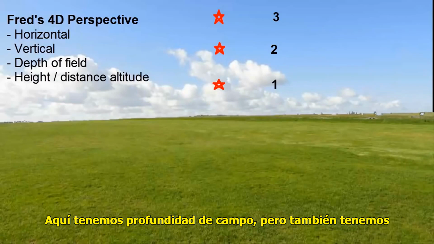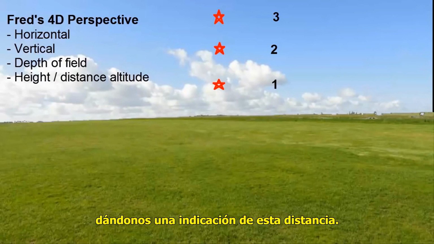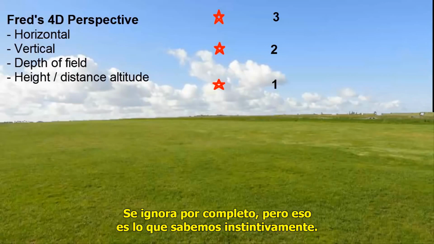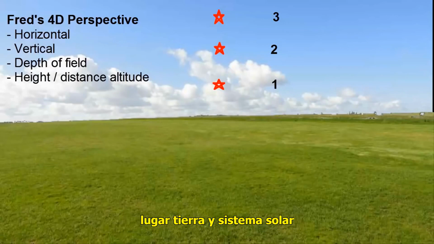We have the depth of field, but we also have the apparent altitude of things that he might see in the sky, giving us an indication of their distance. This is something never accounted for in the geometry of the globe. It is completely ignored, but it is something we instinctively know, but seems to have been conditioned out of us when we start trying to put the Earth and the solar system in an external frame of reference.